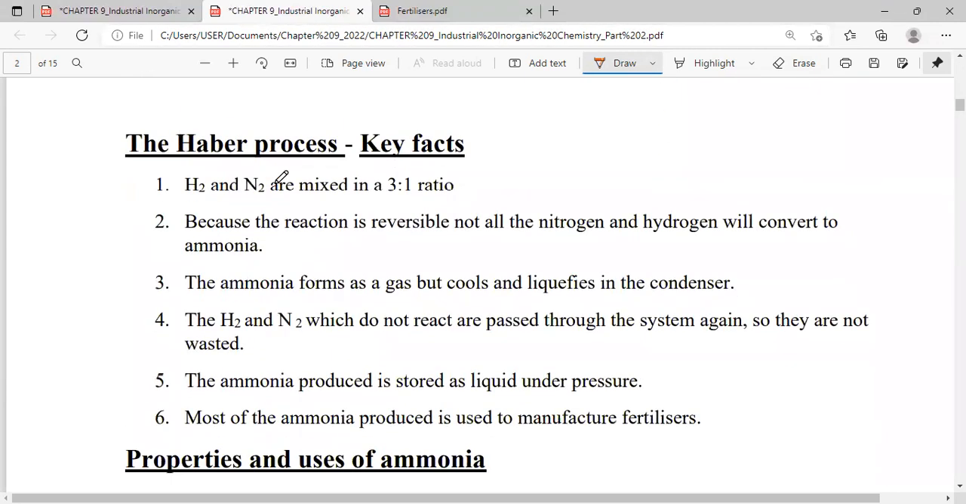All right, now, Isabel, I want you to read these points. The Haber process key facts. Hydrogen and nitrogen are mixed in a 3-to-1 ratio. Because the reaction is reversible, not all the nitrogen and hydrogen will convert to ammonia. The ammonia forms as a gas but cools and liquefies in the condenser. The hydrogen and nitrogen which do not react are passed through the system again, so they are not wasted. The ammonia produced is stored as a liquid under pressure. Most of the ammonia produced is used to manufacture fertilizers. Fertilizers. Okay, so that's about the Haber process.